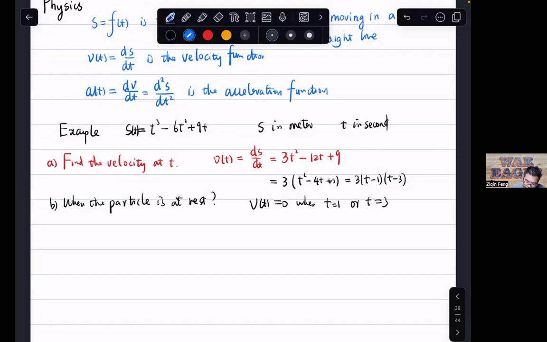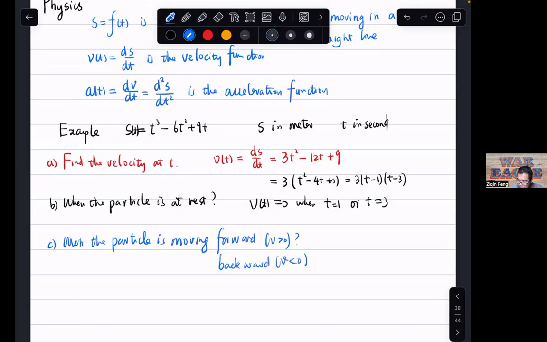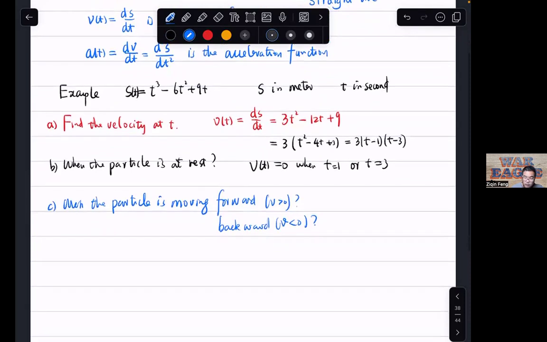Let's go to C here. When the particle is moving forward. Forward means v here is positive. Velocity is positive, that's moving forward, or backward, and v here is less than 0. How do we do that? We can analyze this equation here. We know time has to be greater or equal to 0.